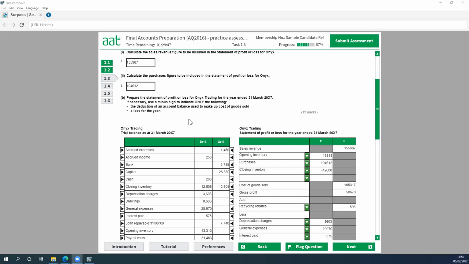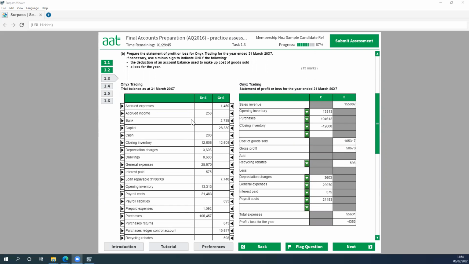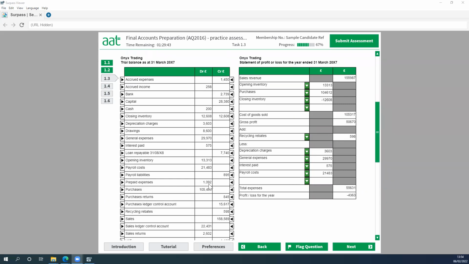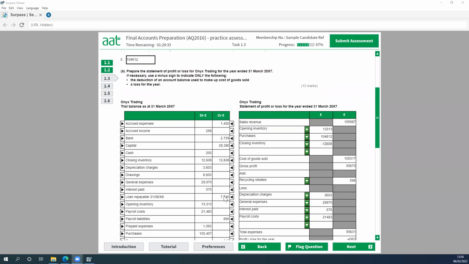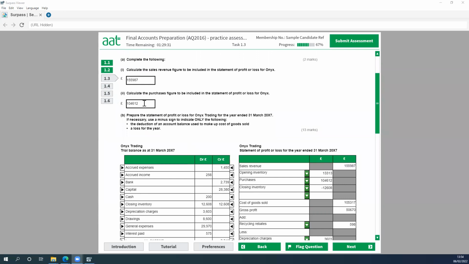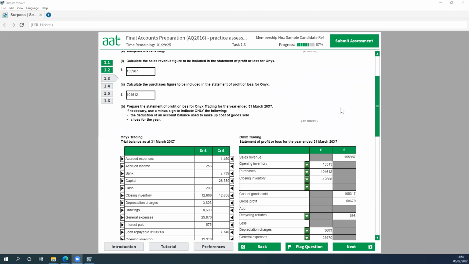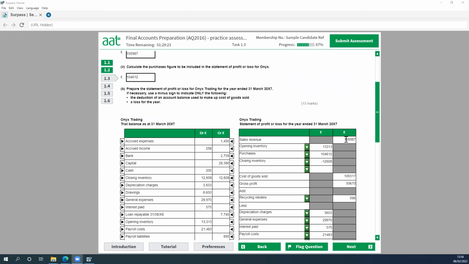You do the same with your purchases as well. So they purchased £105,457 worth of goods, but then returned £845. That gives us a net purchases figure of £104,612. So we've got all the information that we need, so we can put the sales figure in, and then we're going to do the cost of sales.